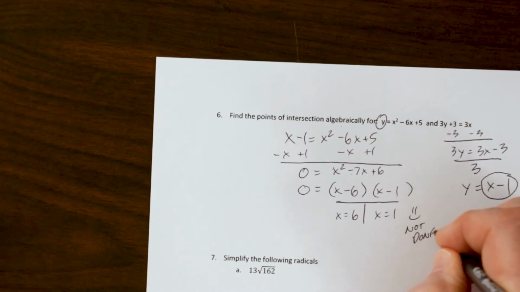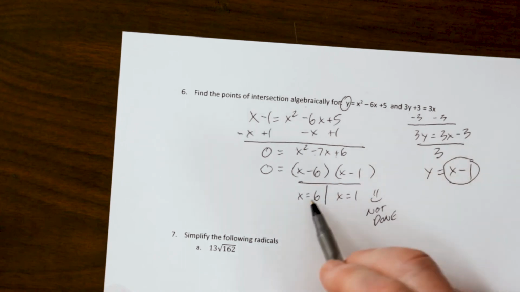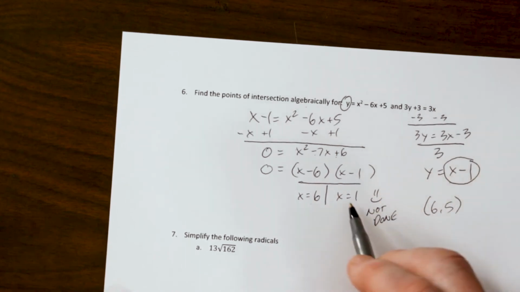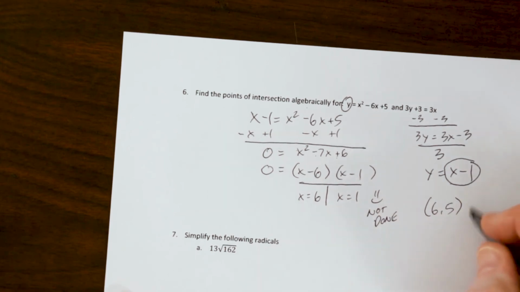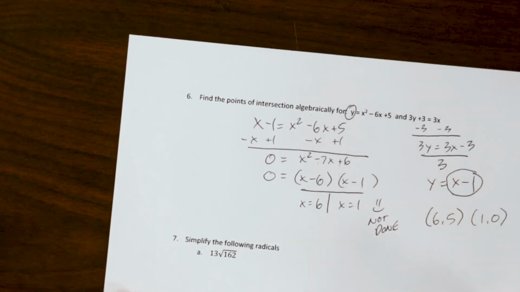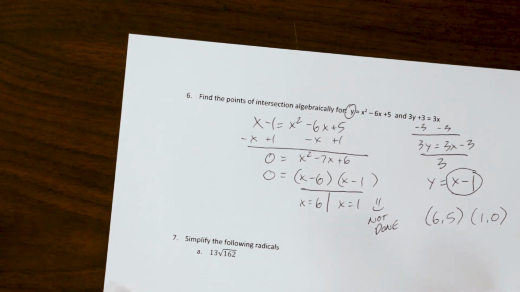I need to find out what my y's are, and you might as well use this equation here. So if I subtract 1 from my x, I wind up with 6 comma 5. And if I subtract 1 from my x here, I wind up with 1 comma 0. All right. That's that. So those are my 2 points of intersection.